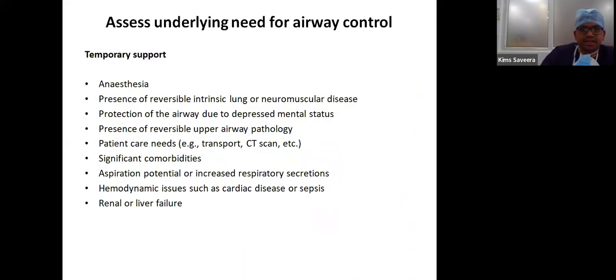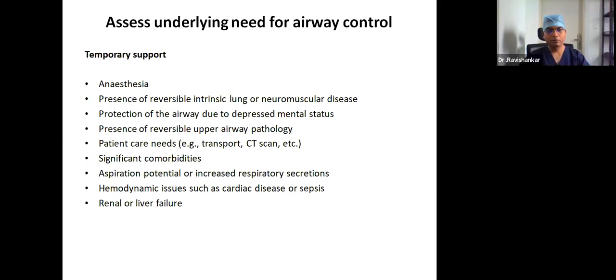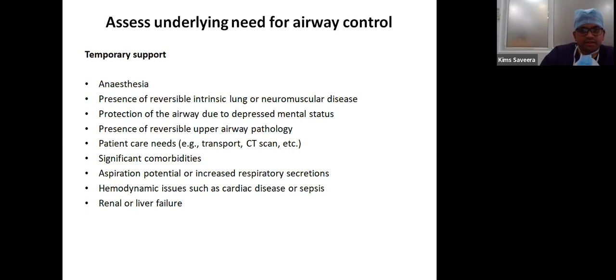Now, for assessing the underlying causes for airway control, it is temporary support or permanent support. Generally, we use temporary support for airway control in anesthesia, in the presence of reversible intrinsic lung and neuromuscular disease, protection of airway due to depressed mental status, and presence of reversible upper airway pathology or patient care. We need to transport for CT or MRI scanning, or there are significant comorbidities, aspiration potential, increased respiratory secretions, and hemodynamic instability, whether due to cardiac or sepsis causes, or renal or acute liver failures.